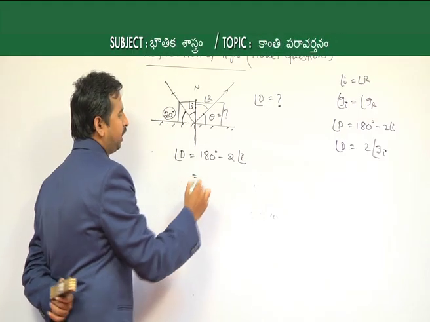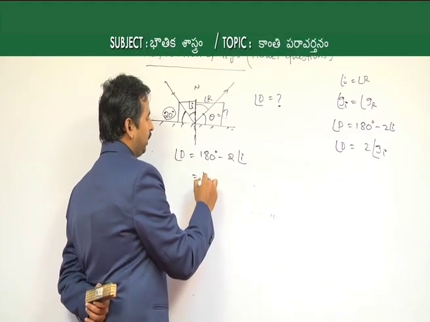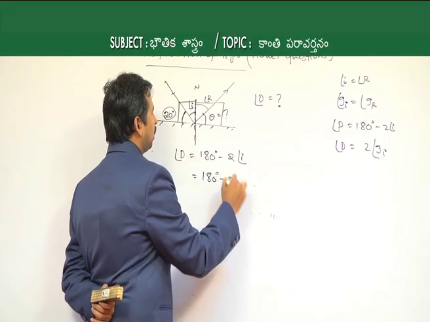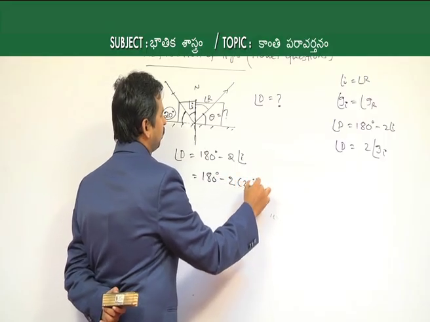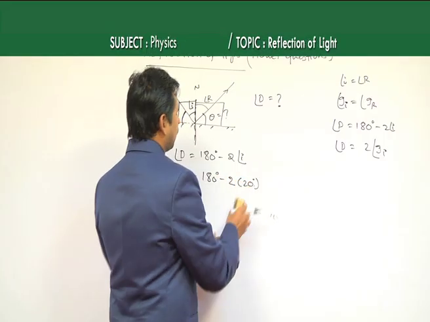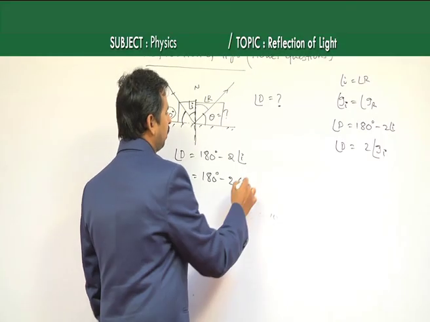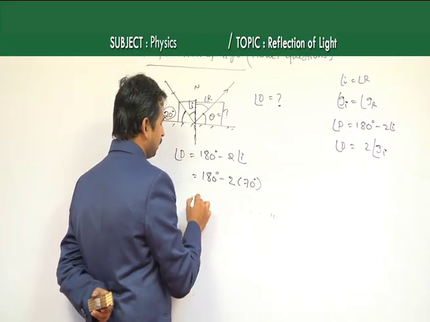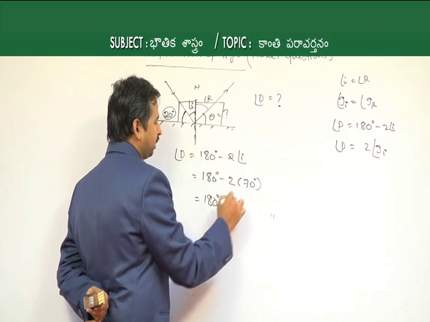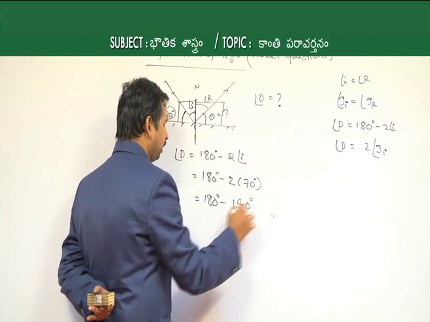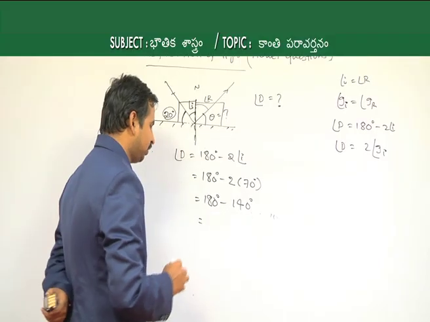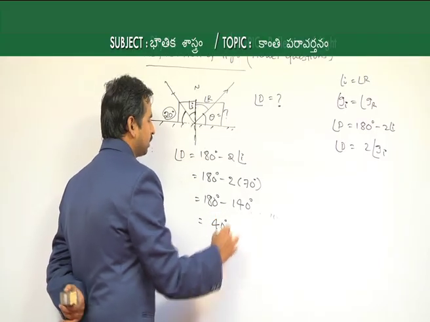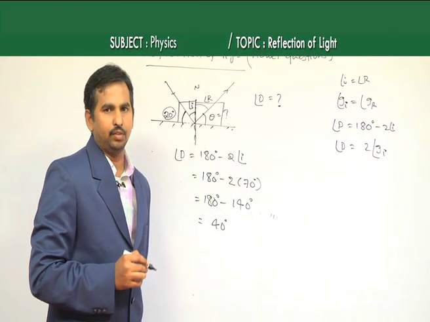Then the angle of deviation is 180 minus 2i. Sorry, the glancing angle is 20 degrees, so the angle of incidence we got is 70 degrees. Then it is 180 minus 2 into 70, which is 140, then 180 minus 140, which is 40 degrees. That is our angle of deviation.